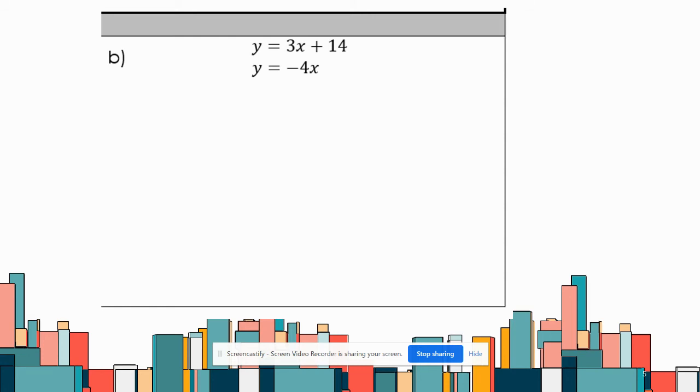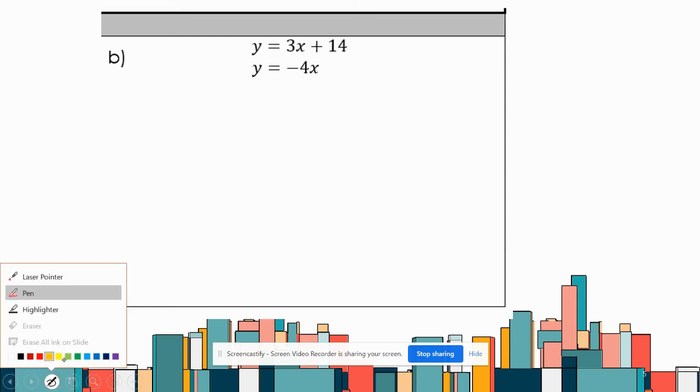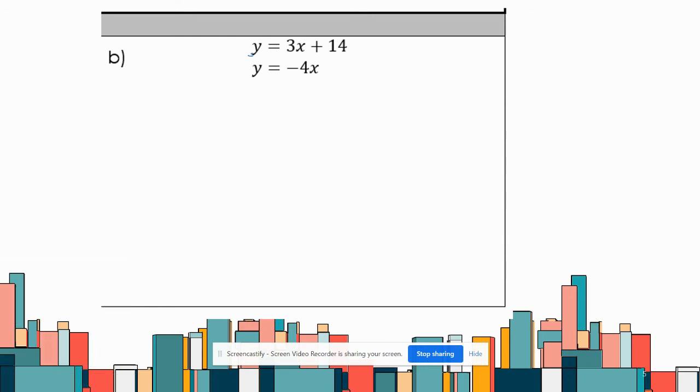The second one is a little bit different, and the reason I say that is because they're both already solved for y. So I don't have to do any work to get one of the variables alone. I'm just going to take the second one and plop it in for y on that first one. Or you could do vice versa. It really doesn't matter. If I do that, it looks like this.